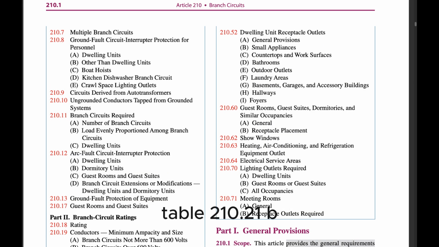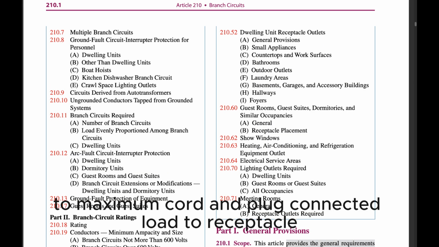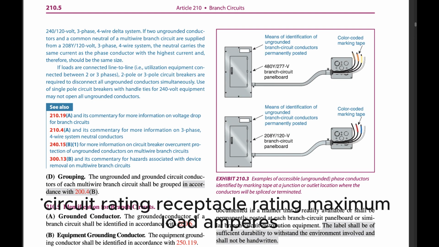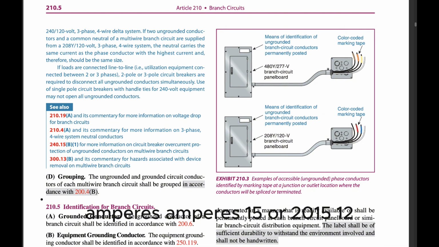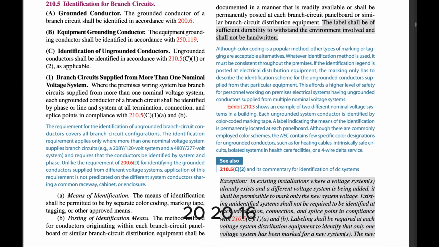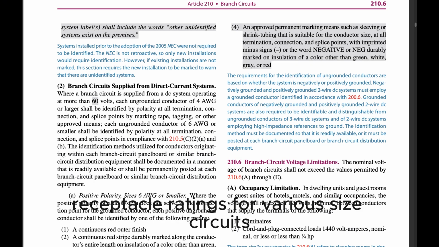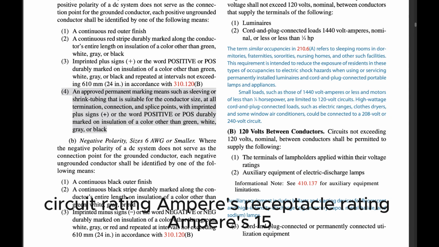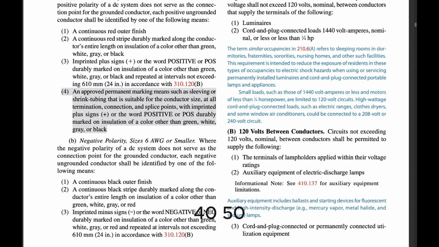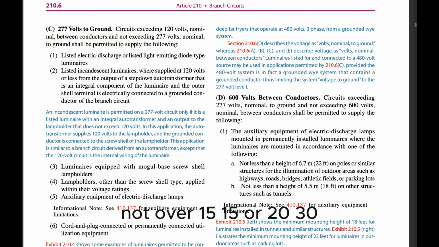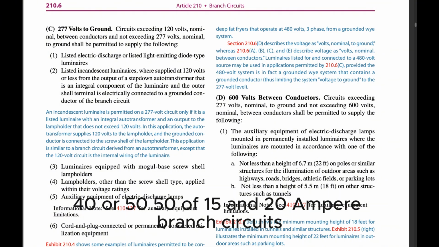Table 210.21(B)(2), maximum cord and plug connected load to receptacle: circuit rating 15 or 20 amperes, maximum load 12 amperes; circuit rating 20, maximum load 16 amperes; circuit rating 30, maximum load 24 amperes. Table 210.21(B)(3), receptacle ratings for various size circuits: circuit rating 15, 20, 30, 40, 50 amperes; receptacle rating not over 15, 15 or 20, 30, 40 or 50, 50 amperes.